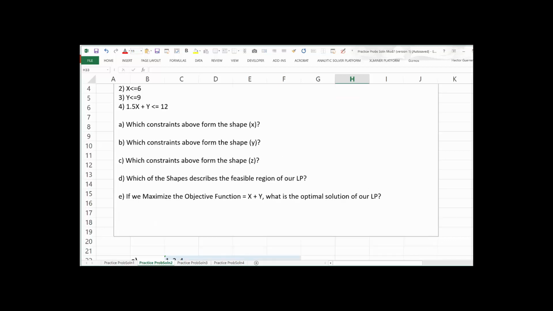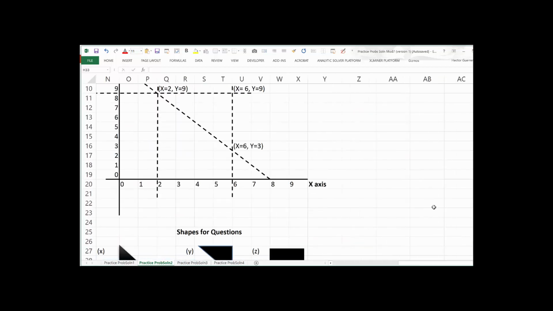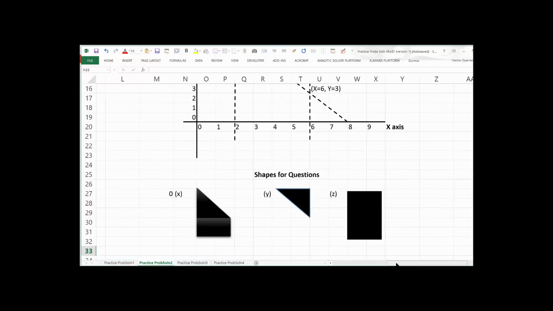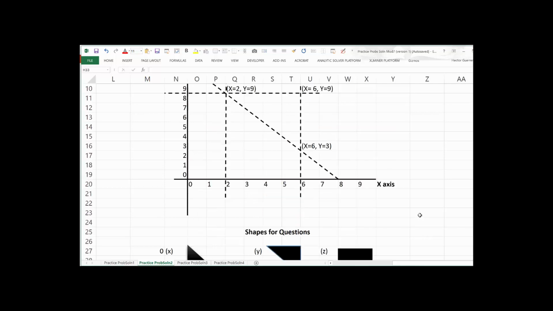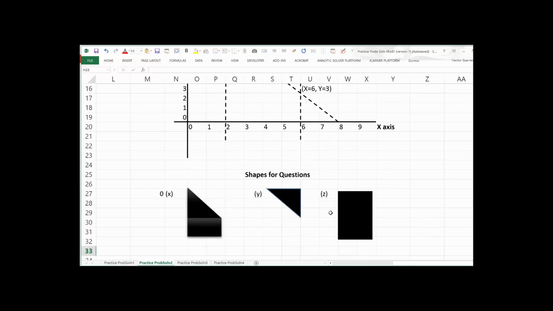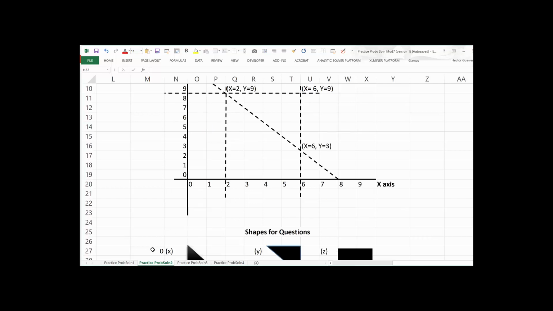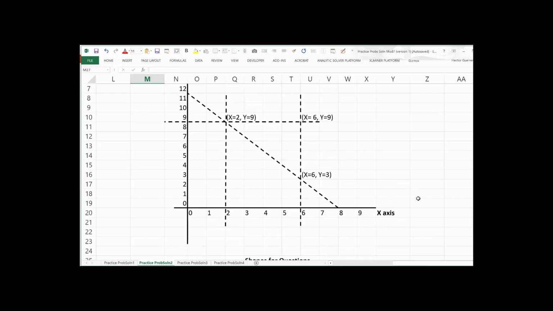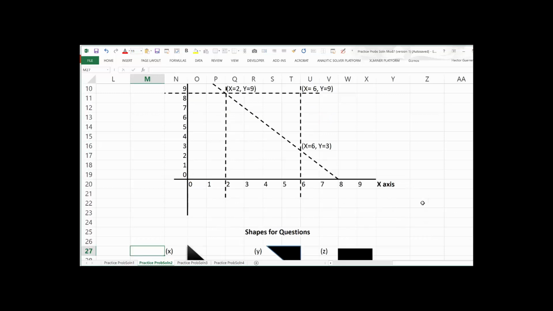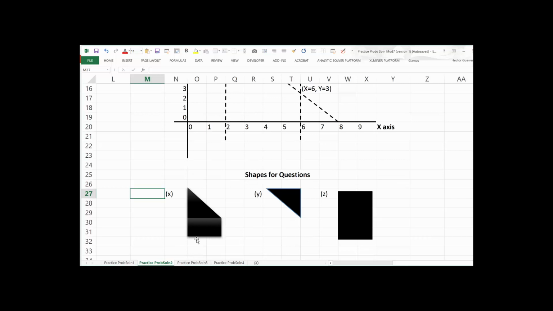Let's see what the shapes are that we're looking at here. So we've got 3 different shapes. Here is x, here is y, and here is z. So if we look at this particular shape, we see that we've got kind of a rectangle and then kind of a triangle that sits on top of that. So how do we get that?